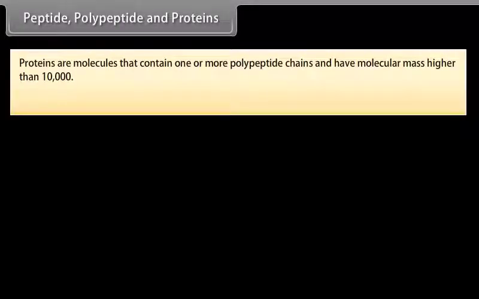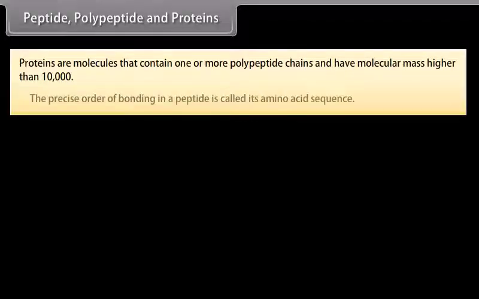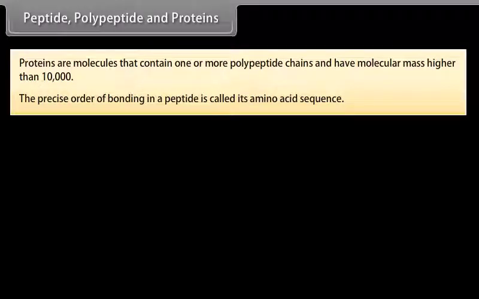Proteins are molecules that contain one or more polypeptide chains and have molecular mass higher than 10,000. The precise order of bonding in a peptide is called its amino acid sequence. The amino acid sequence is specified by using 3-letter amino acid abbreviations for the respective amino acids, connected by hyphens.